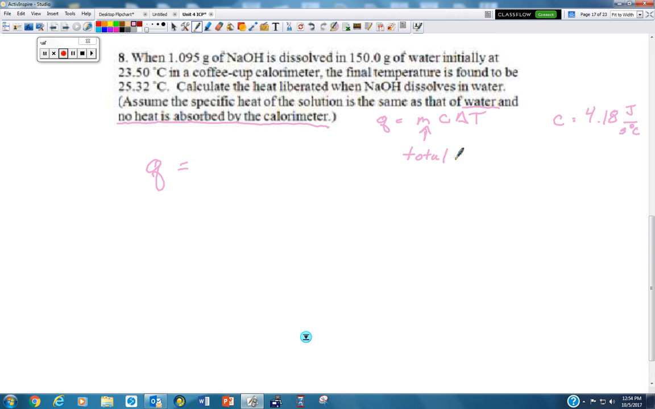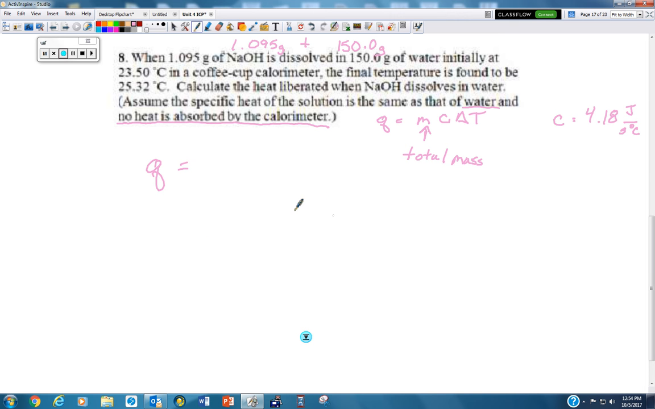It is a total mass, so we are going to add them. So it's going to be 1.095 grams plus. In this type of reaction, we should be looking at a total mass, because that's everything that's in the calorimeter. Now, if you're specifically comparing the metal to the water, that's a different thing. In this one, we are looking at the singular reaction.